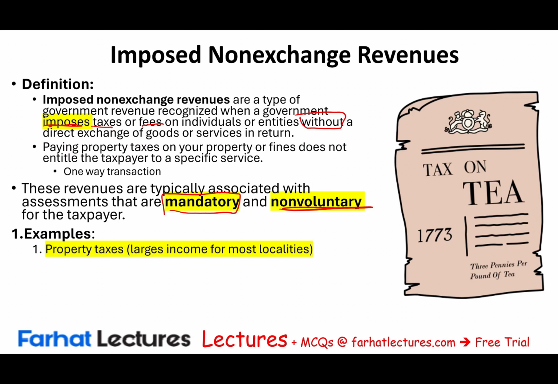So examples are property taxes, and this is usually the largest income for most localities, fines and penalties, special assessments, forfeitures. And we'll discuss those in detail, starting with property taxes.